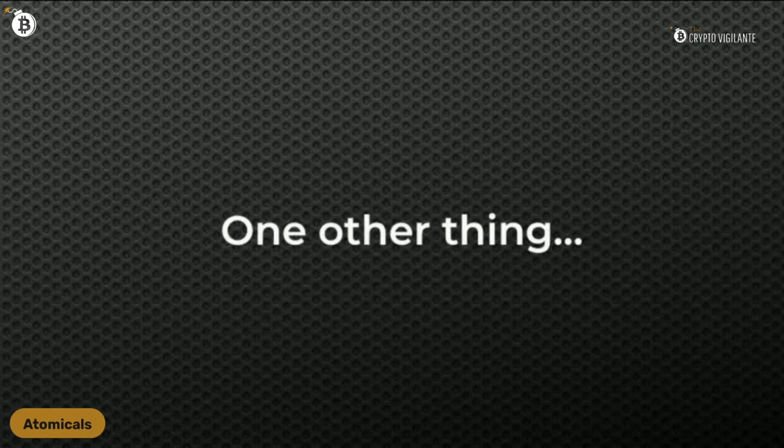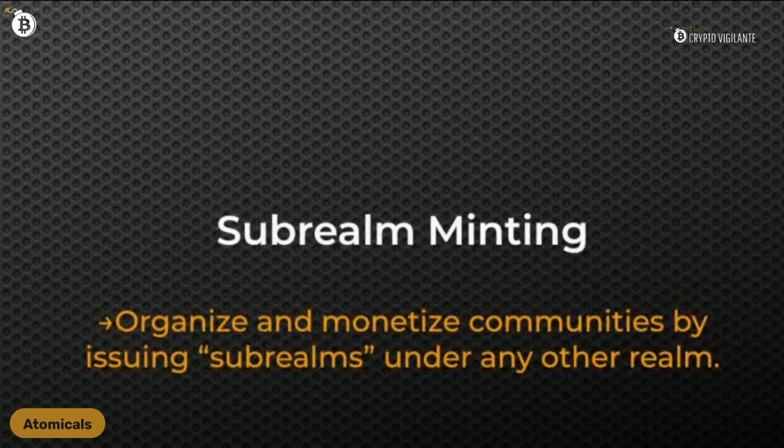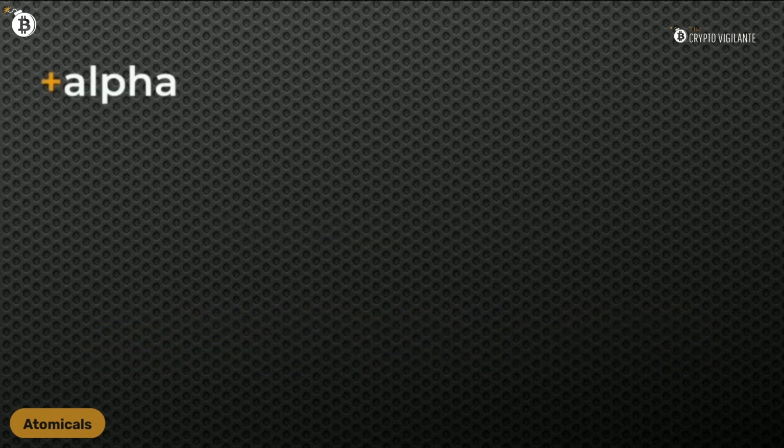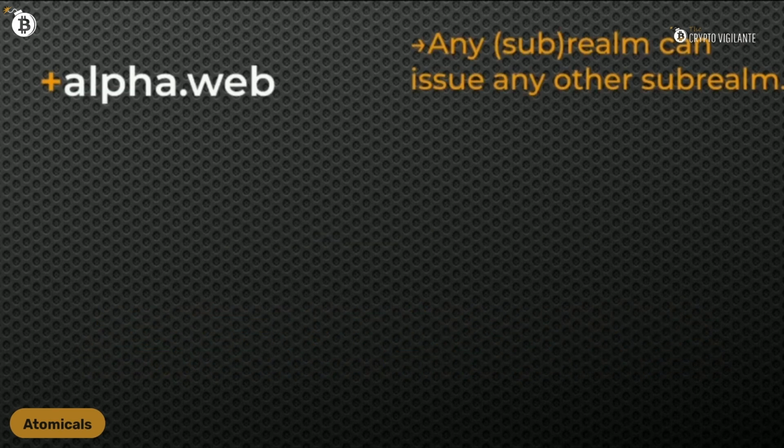There's one other thing. Subrealm minting. We can organize and monetize communities by issuing subrealms under any other realm. Alpha could have alpha.web. Any subrealm can issue any other subrealm as well. This is like subdomains or sub hierarchies on websites if you want to relate them. But we're going from left to right, not like DNS, which is right to left.